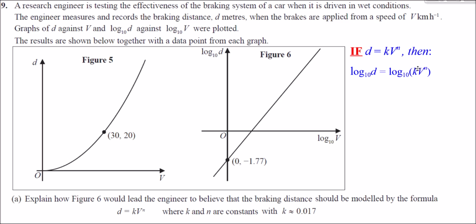Now, using the laws of logs, this could be separated into two separate logarithms. So log base 10 of d would equal log base 10 of v to the power n plus log base 10 of k, because the log of a product is the same as the separate logs of those things added together.